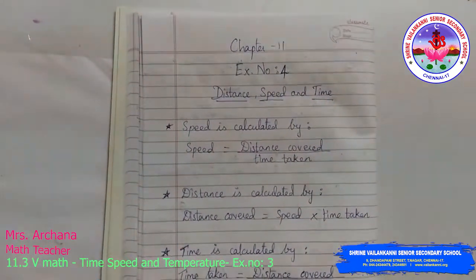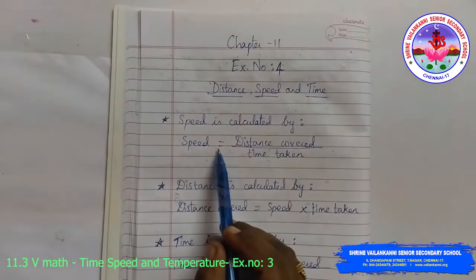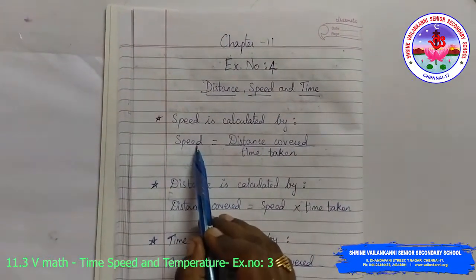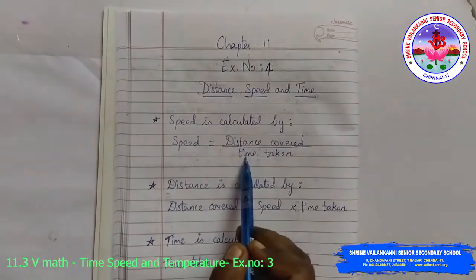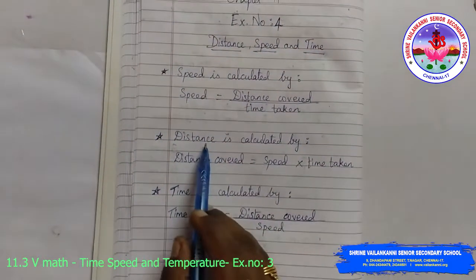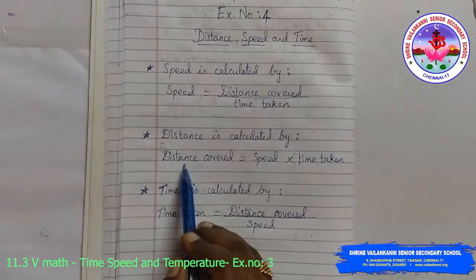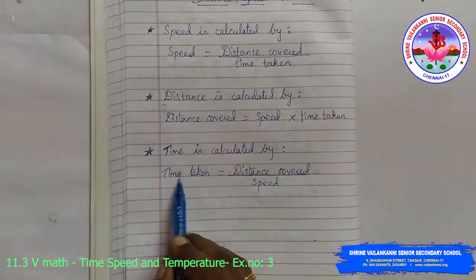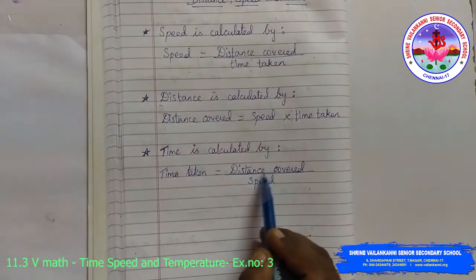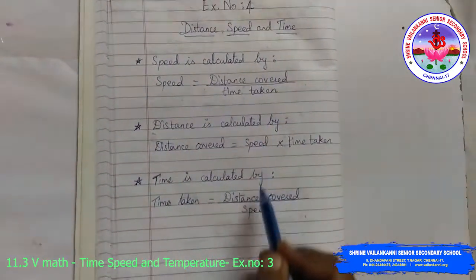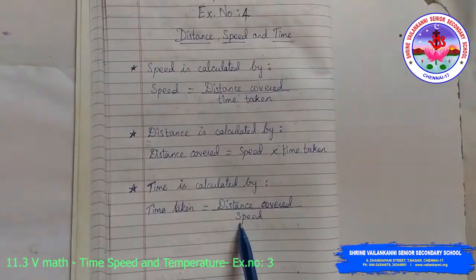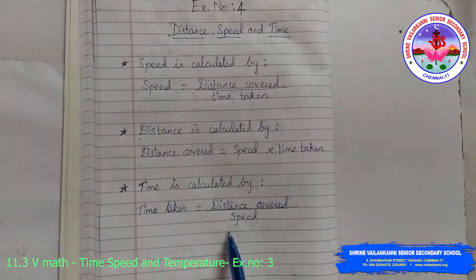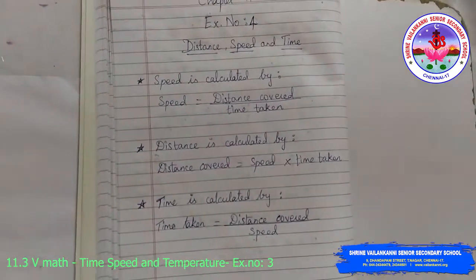To find the speed, the formula used is speed is equal to distance covered divided by time taken. To find the distance, the formula used is distance covered is equal to speed into time taken. To find the time taken, distance covered divided by speed. So these are the three formulas. Using these three formulas, we are going to find the required speed, distance and time taken. So let's get into the sum.